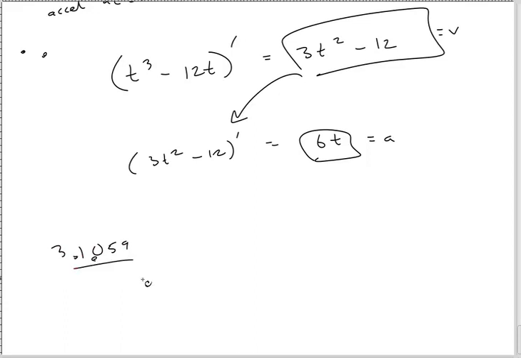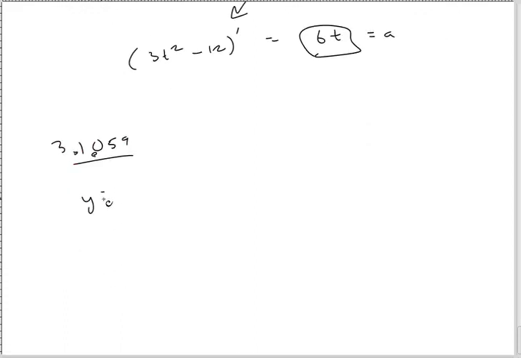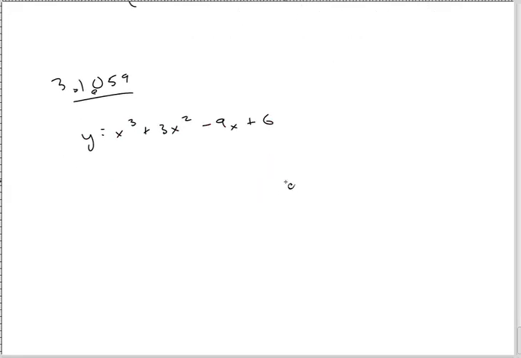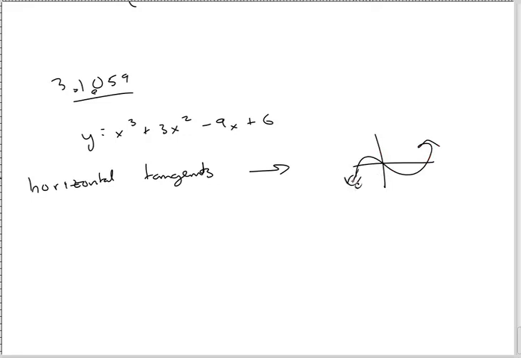3.1.059. I got y is equal to x cubed plus 3x squared minus 9x plus 6. And they want to find the horizontal tangents. So what does that mean? Well, whenever you have a graph like this, they're wanting to know where is the tangent line going to be a horizontal, something like that.